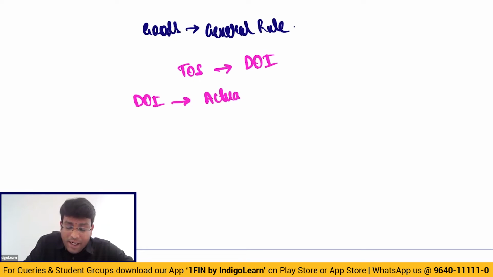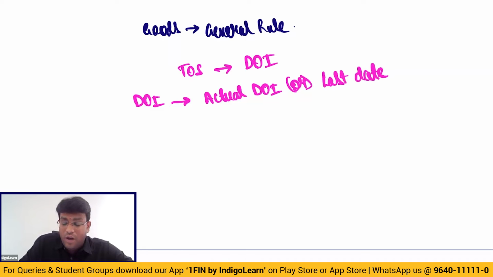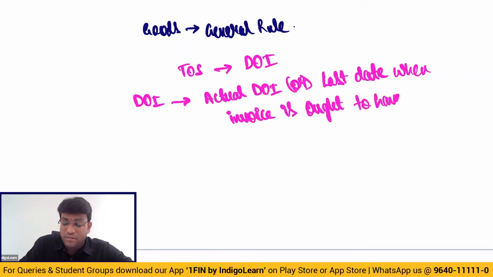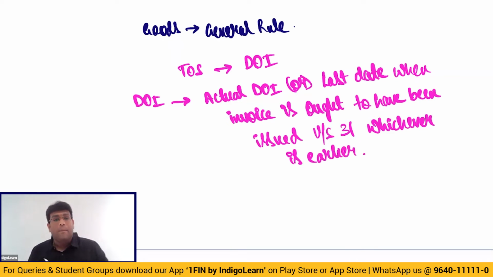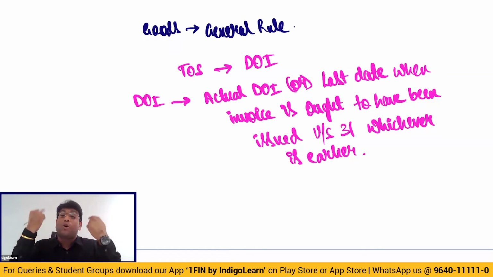Now, what is the date of invoice? Date of invoice is nothing but the actual date of invoice or the last date when the invoice ought to have been issued under section 31, whichever is earlier. Come on, my friends, what is the language given in the law? They clearly told that date of invoice is nothing but the actual date of invoice. That means when the invoice is actually given, or the last date when the invoice ought to have been issued. That means when the invoice was supposed to have been issued.